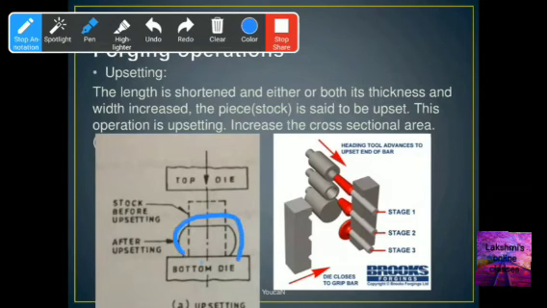So this is the actual workpiece, right? The top die is moving in this direction, which means pressure is applied. Therefore, the shape of the object is changed in this way. This is the bottom die, which supports the workpiece, right? After upsetting, the workpiece is changed in this way. So this is called upsetting.